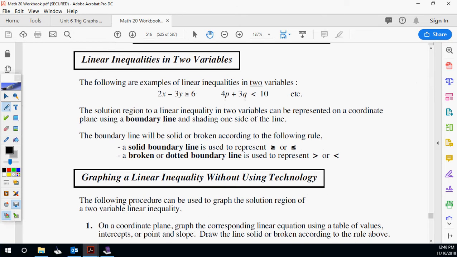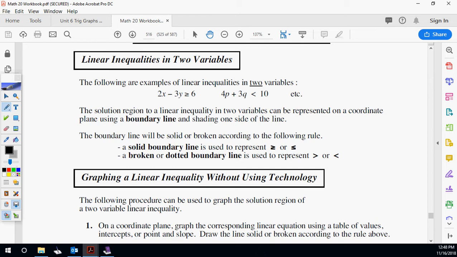Okay, so the following are examples of linear inequalities in two variables. If you have two variables now, it's a graph, right? We're not solving for a variable, we're solving for a graph. People get confused: how do I know I have a graph or not? Well, two variables versus one. We have y as a function of x. So the solution region of an inequality is represented by a boundary line.